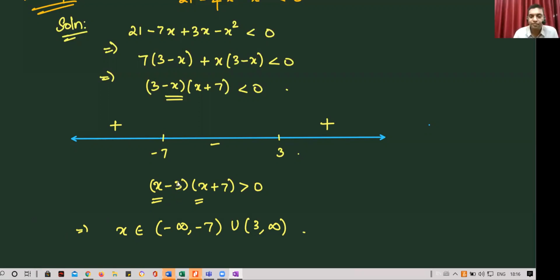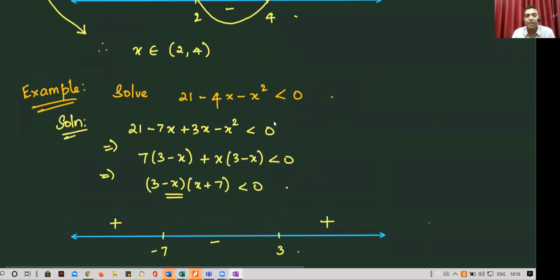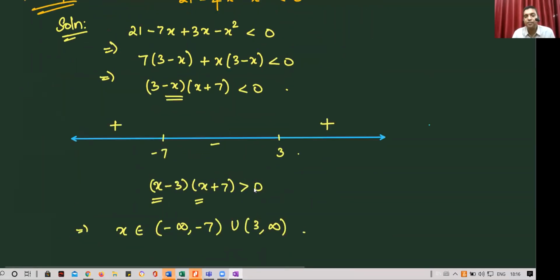Got it? All right. So these are the ways to use the same number line sign scheme. We use it for quadratics this way. These inequalities you should be thorough with quadratic. I've given these because it will repeatedly come in calculus, which we'll do later, and domains of functions, algebraic functions. All right. Any questions?